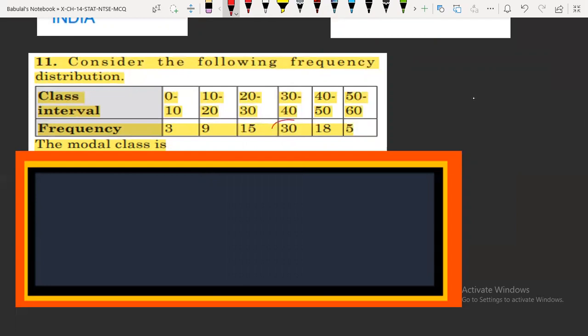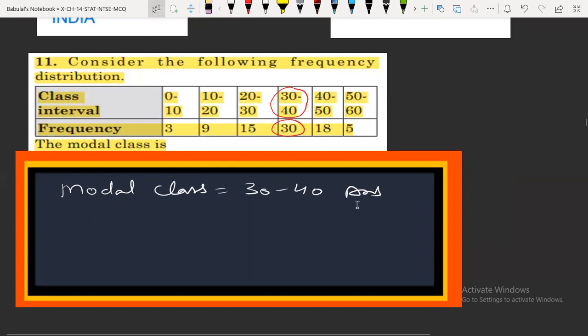So here the maximum frequency is 30 and its class is 30 to 40, meaning class interval 30 to 40 has the maximum frequency. That is why the modal class is 30 to 40. Answer: the class interval whose frequency is the highest is what we call the modal class, and the modal class is required to calculate the mode of the given data. So this is the answer of question number 11.